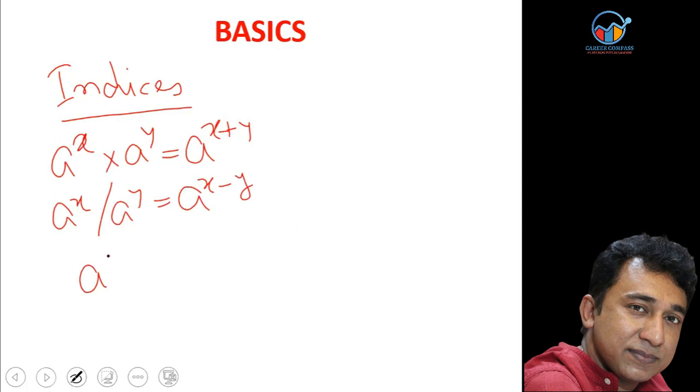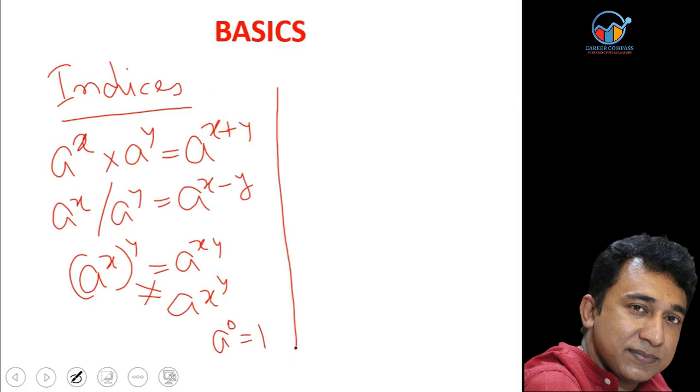A to the power x whole to the power y is equal to a to the power xy. Remember, this may not be equal to a to the power x whole to the power y. Those two are not same. And of course, the other important thing is a to the power 0 is 1, right? So on the basis of these couple of rules, you can actually do most of the sums.